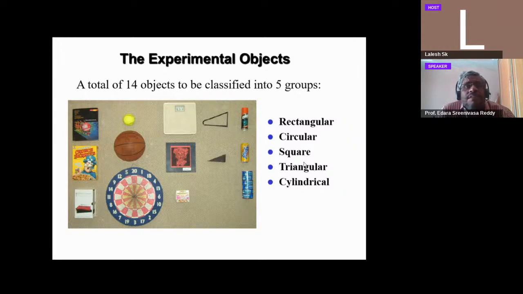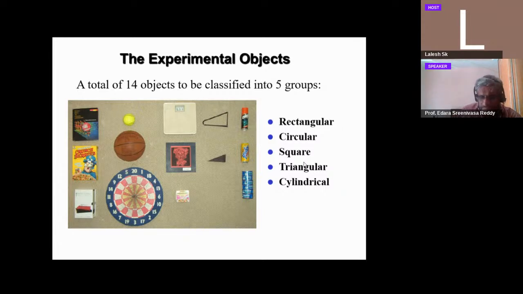Some of the objects are in rectangular shape. Some of the objects are in circular shape. Some of the objects are square. Some of the objects are triangular. Some of the objects are cylindrical. You can observe here the ball and this shooting board. They are all circular shape. Books and wall hangings and weight measurement disc are all in rectangular shape. And the cocoa bottle, cocoa tin, and some other items are in cylinder shape, and also some triangular shape.